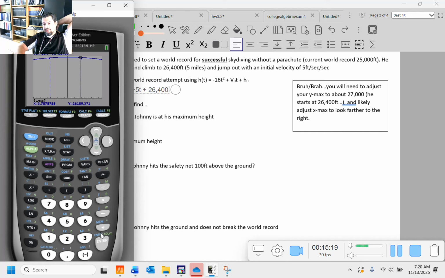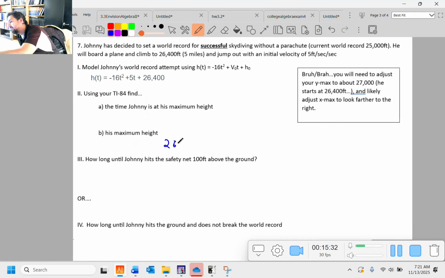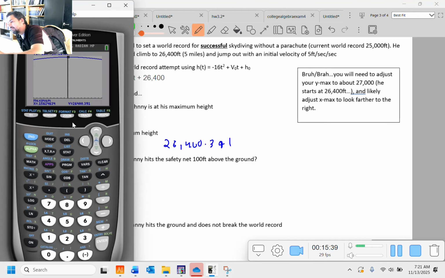And there she is. It was 26,400.391. That was the maximum height, by the way. 26,400.391. The time is the x value, 0.1562.